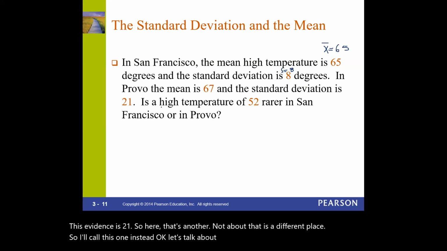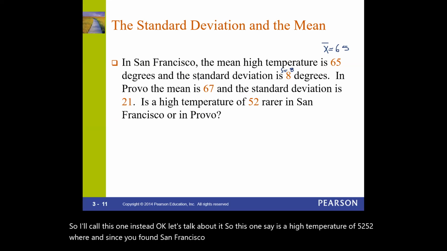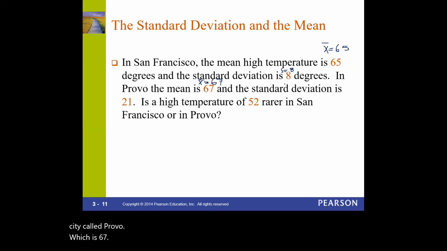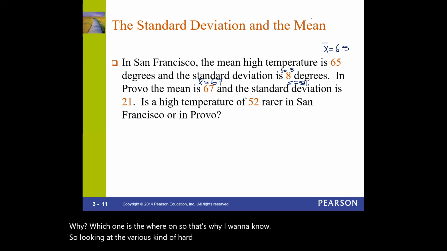So this one, say, is a high temperature of 52 in San Francisco and Provo. This one is also X bar for the city called Provo, which is 67, and the standard deviation here is 21. We would like to know which one is the rarer, whether it is rarer in San Francisco. So that's what I want to know. Looking at the values is kind of hard, but look at what we can do here.